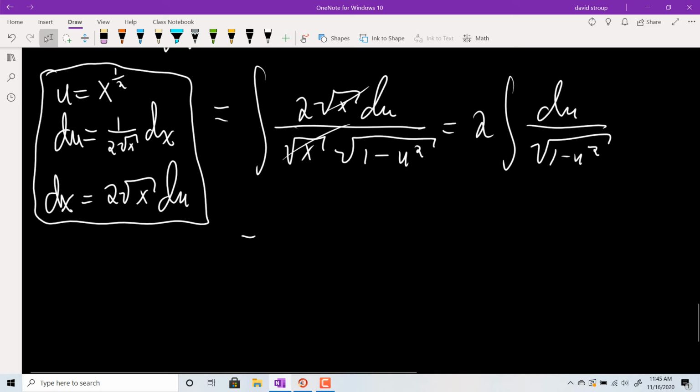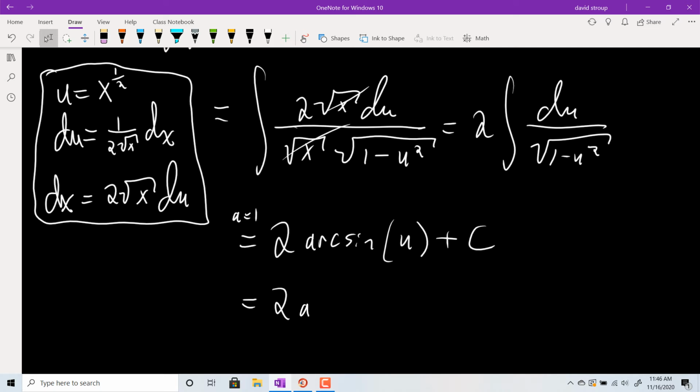Right, so this would end up being then 2 arcsine of u all over a. A in this case is 1. If I did not notice that before, a is 1. So we have u all over 1, which is u plus c. And then back sub: 2 arcsine of square root x plus c. Okay.